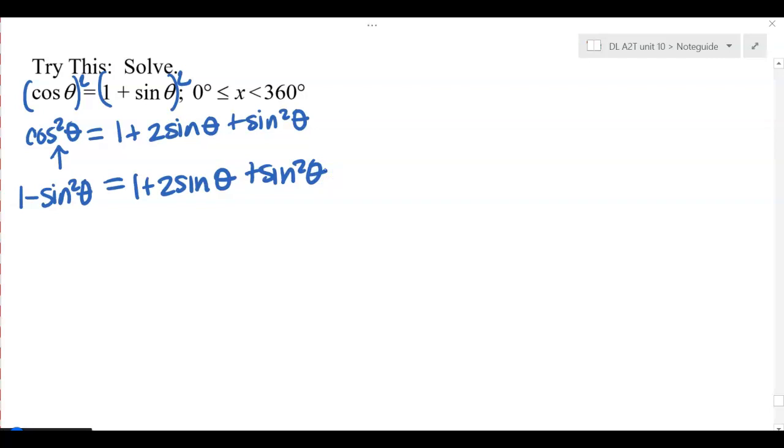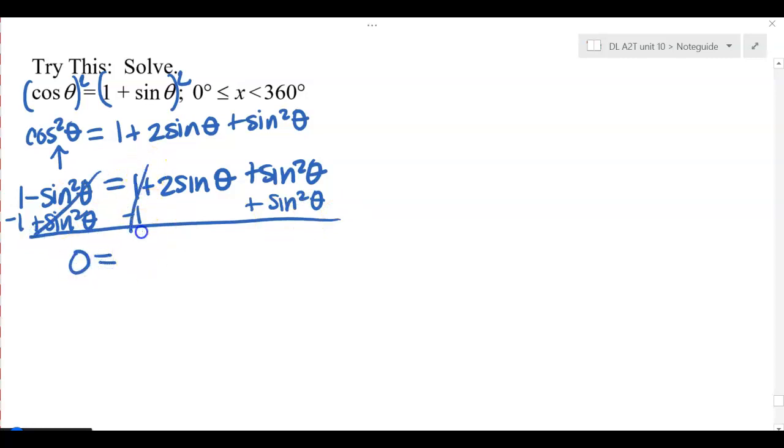Now, because it looks like a quadratic, I'm going to cancel everything from the left side by doing its opposite operation, and then do the same thing on the right side to see if I can come up with a quadratic that I can factor.